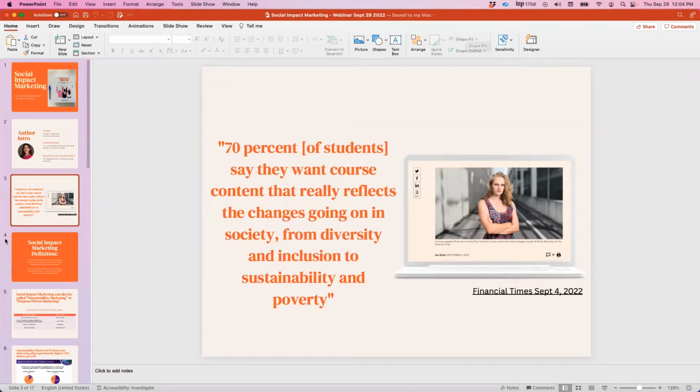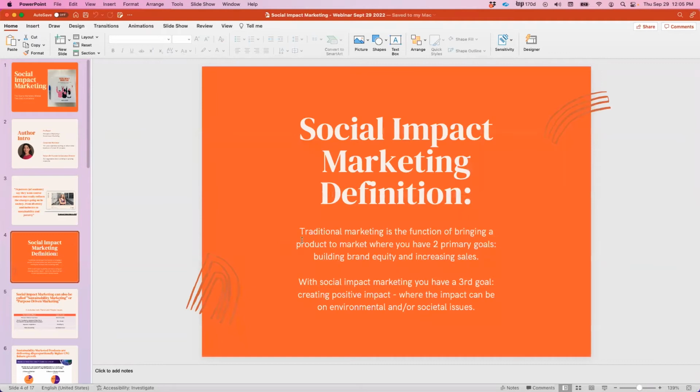Okay. Let's talk about the definition of social impact marketing. So in traditional marketing, you primarily have two goals: build brand equity and drive sales. With social impact marketing, you have a third goal: creating a positive impact. And that could be either on the environmental side or on the societal side.